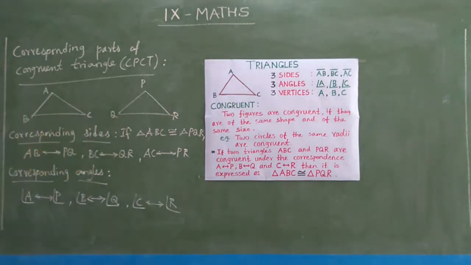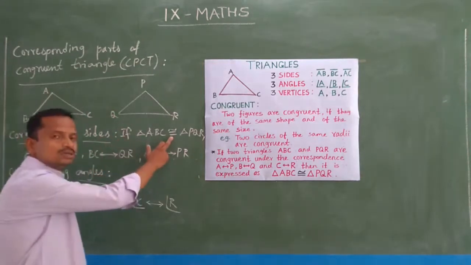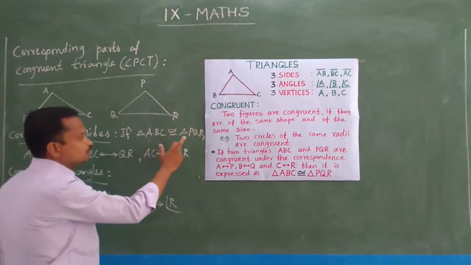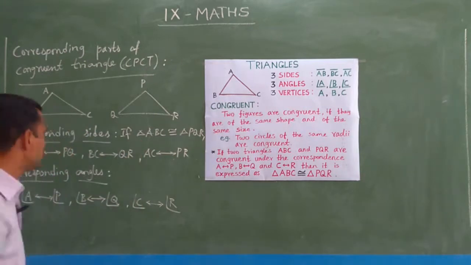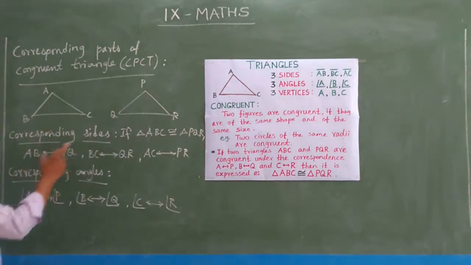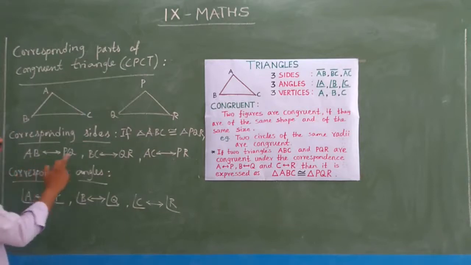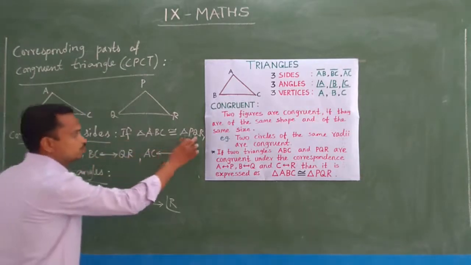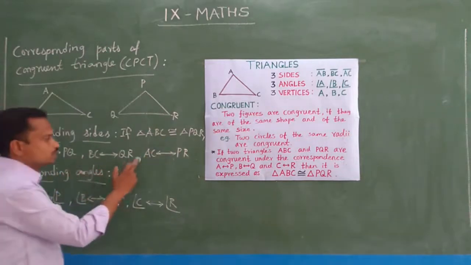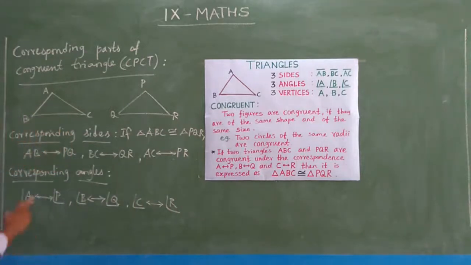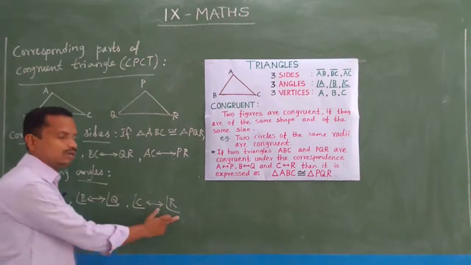So by the correspondence, if triangle ABC is congruent, this symbol represents congruent, to triangle PQR, then corresponding sides we can write as AB, the first two letters AB, and the next two letters PQ. So like that the letters have to be chosen correctly. And BC to QR, AC corresponds to PR. And corresponding angles: angle A to angle P, angle B corresponds to angle Q, angle C corresponds to angle R.